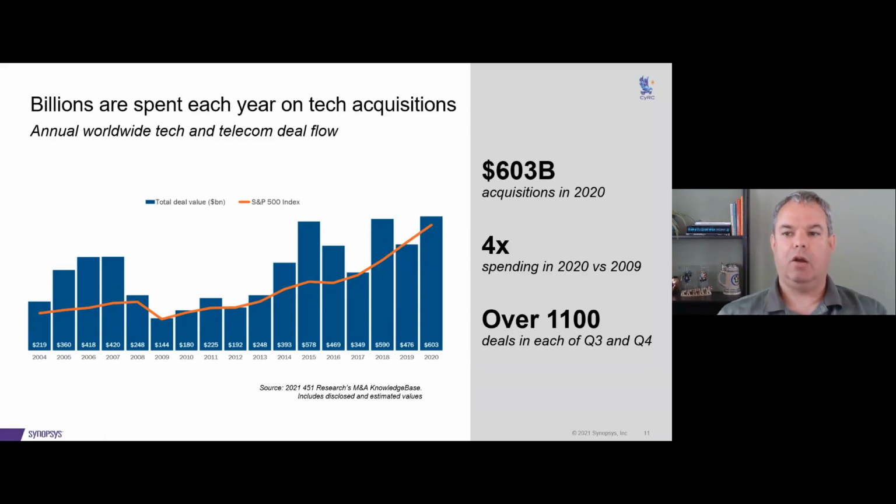So every year, hundreds of billions of dollars are spent on acquisitions. Last year, there were 4 times the sales volume, or the purchasing volume, as in 2009. And in Q3 and Q4 of last year, there were over 1,100 deals. Now, it turns out in Q2, at the height of the uncertainty around the pandemic, there were 3 deals. So it does average out pretty well, but the volume of deals last year was very, very substantial.